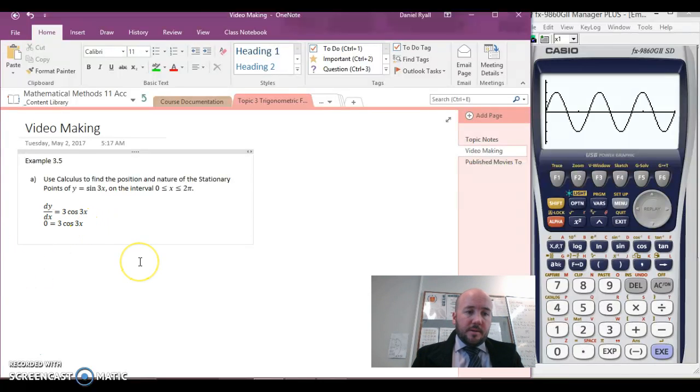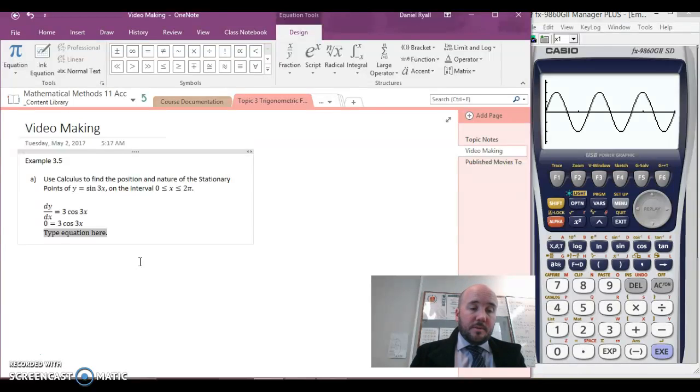The first step would be to divide by 3, which is still 0, and then subsequently we would get rid of cos by using the inverse function, bringing that across to the other side. So that would leave us with 3x equal to cos to the negative 1 of 0.